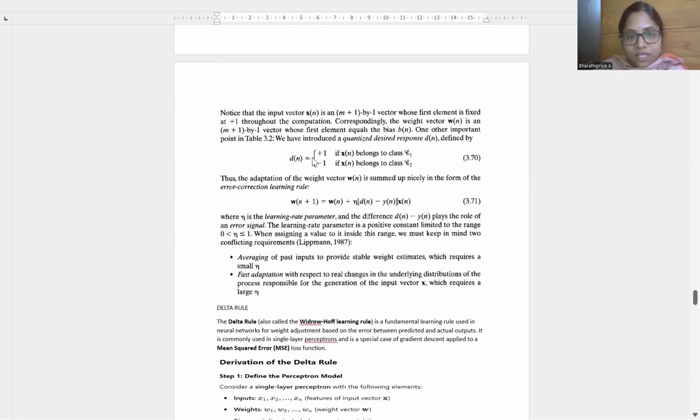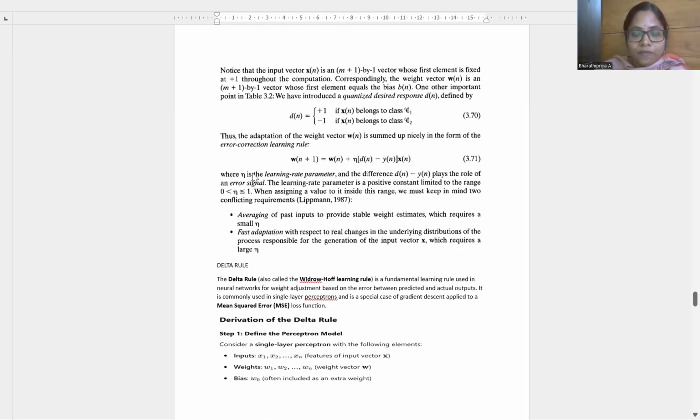So these are the steps we looked at before. That is, d of n is equal to plus 1 if x of n belongs to class 1, or it can be minus 1 if x of n belongs to class 2. Then for the adaptation of the weight vectors, we use this particular formula, where eta is the learning rate parameter and the difference d of n, the desired response, minus y of n plays the role of an error signal. Until the magnitude of the error becomes zero, this process continues.